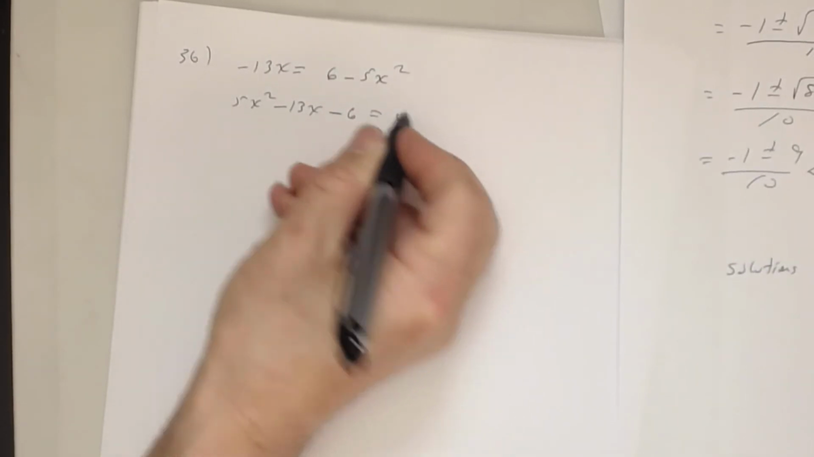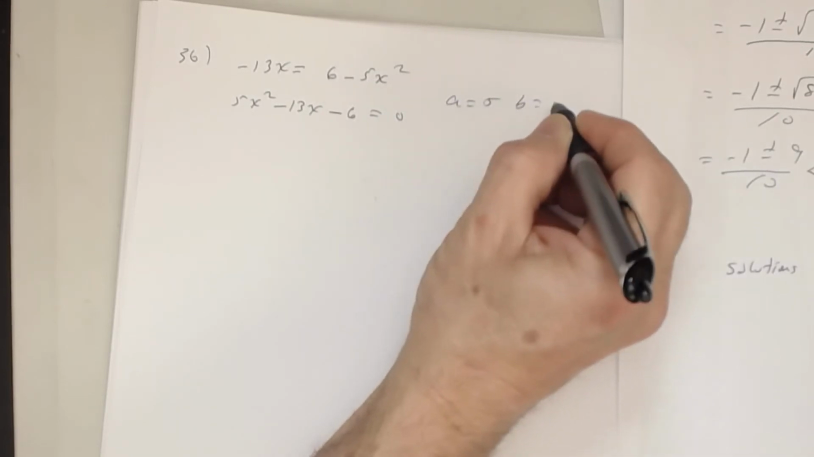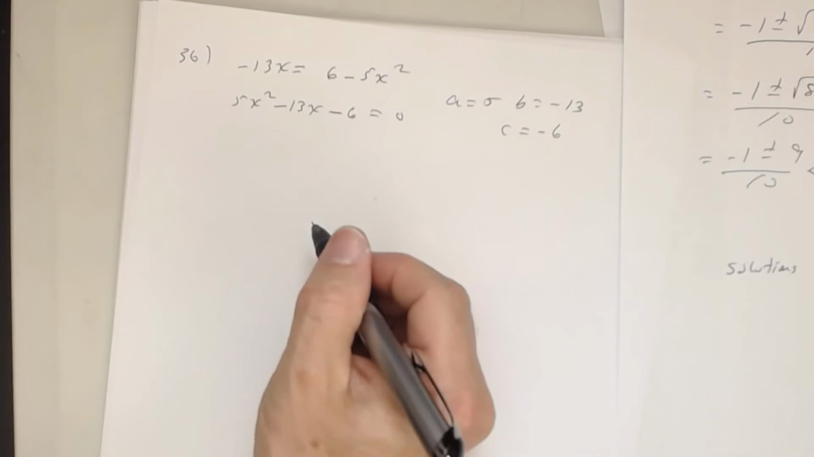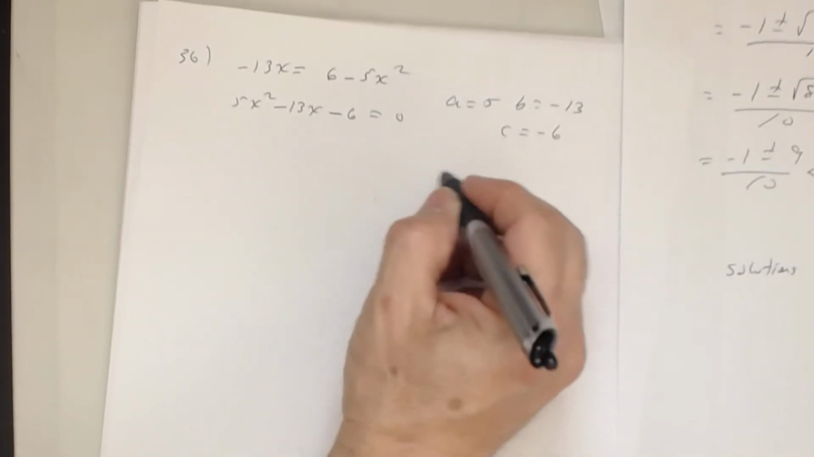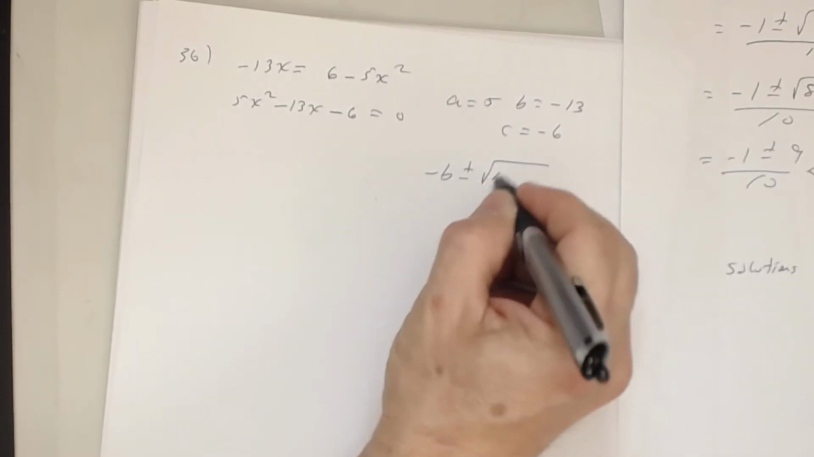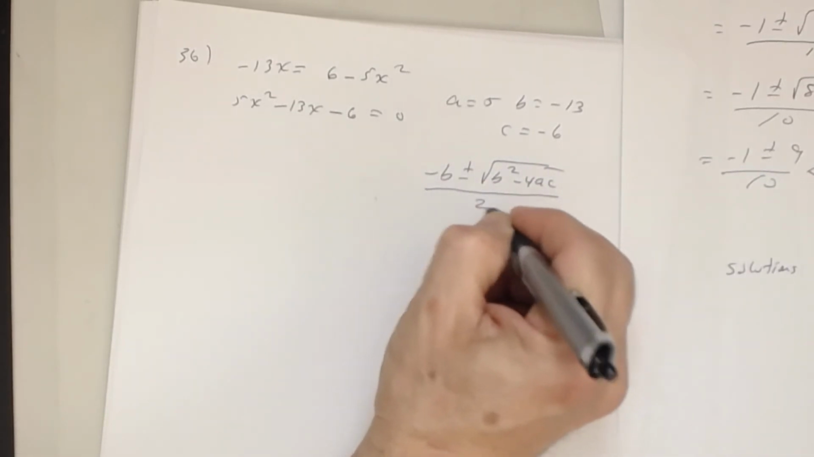Minus 6 equals 0. All right, what's A? 5. What's B? Negative 15. What's C? Negative 6. All right, and then I just plug and chug. So remember your formula is negative b, the opposite of b, plus or minus the square root of b squared, minus 4ac, all over 2a.